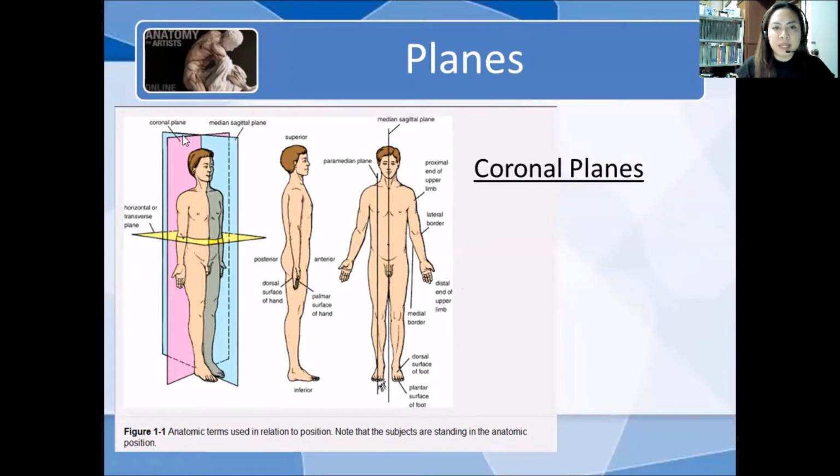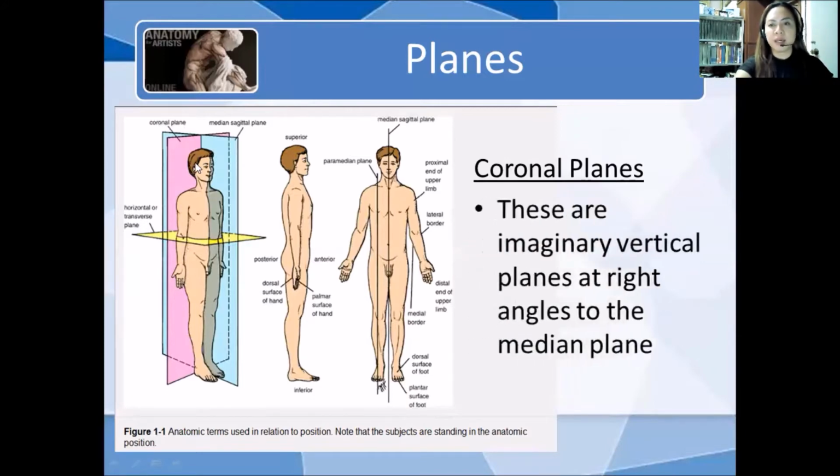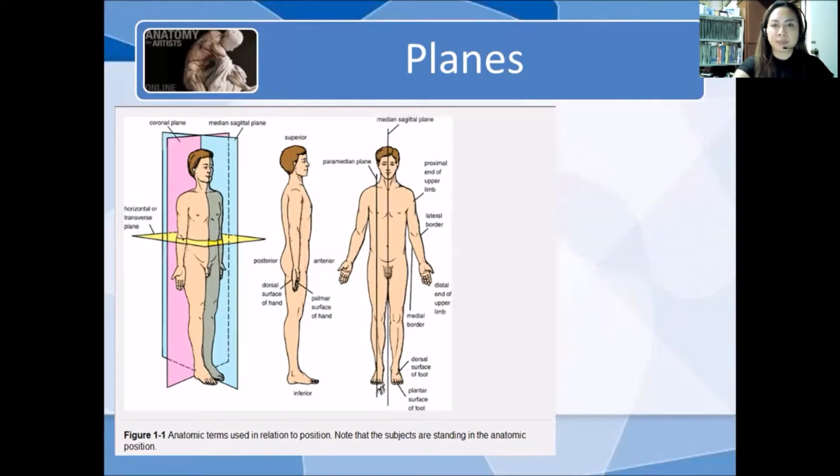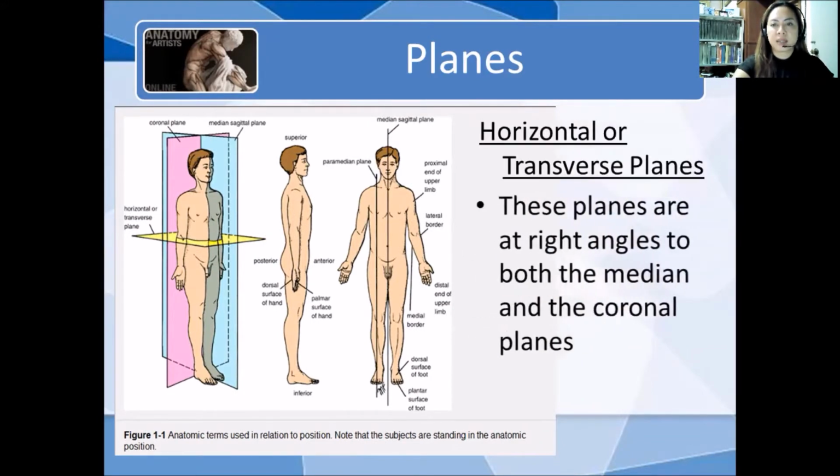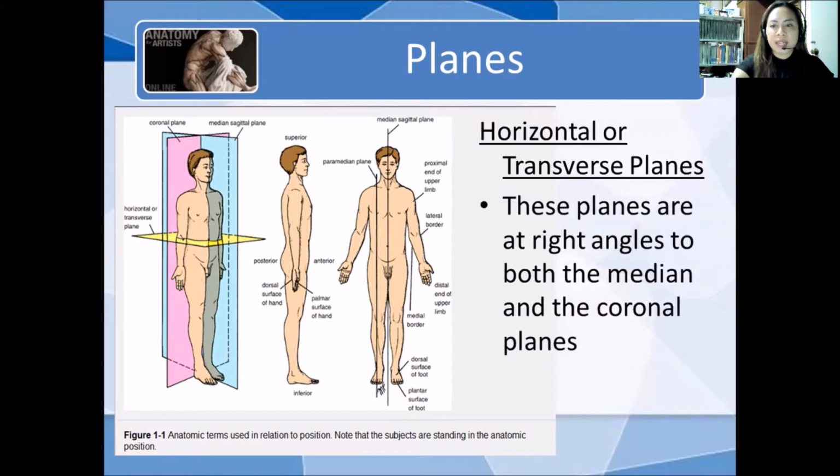Coronal plane, this is the coronal plane, the pink one, because it follows the coronal suture of the skull. Okay, these are imaginary vertical planes at right angles to the median plane. Then we have horizontal or transverse planes. So these planes are at right angles to both the median and the coronal plane. This one, the yellow line.